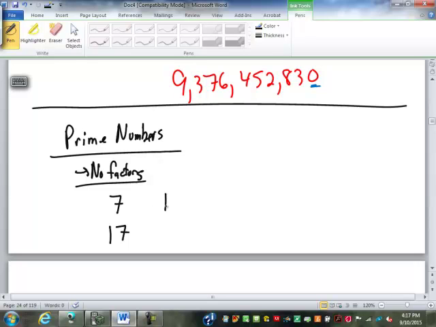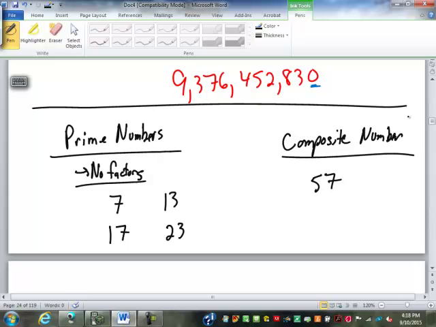How about 13? Is that prime? Yes. How about 23? There's nothing that divides 23. How about 57? 57 is what we call a composite number. Composite numbers have factors. They can be split up into smaller components. That's composite. 57 can be 3 times 19. So composite numbers have factors other than 1 and themselves.